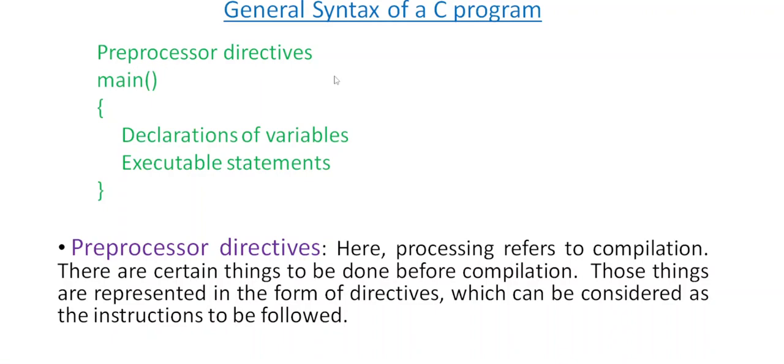This is the general syntax of a C program. First there will be preprocessor directives, and then main. Any C program will contain this main. Any C program starts with this main, and then these bracketing symbols, flower brackets. Within the flower brackets, you have two kinds of statements: declarative statements where you declare the variables, and executable statements.